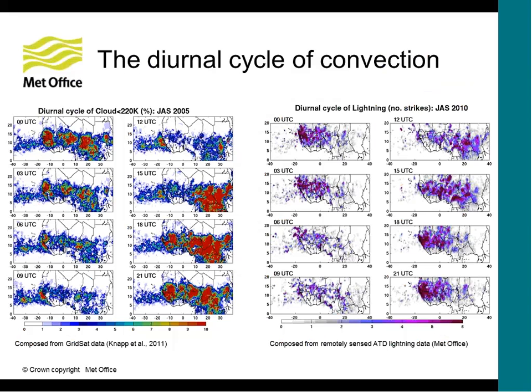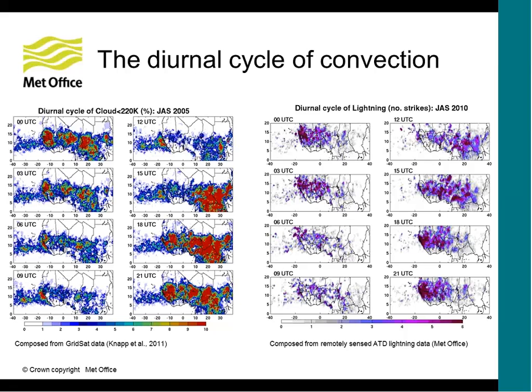So these are just two plots. On the left-hand side is a plot of the diurnal cycle of cold clouds. So this is cloud that is less than about 220 Kelvin as a percentage, and this is composed from GridSat data, which is an infrared data set made up of MSG and satellite data. And this is just for July, August, September in 2005. And on the right-hand side is the diurnal cycle of lightning strikes using the Met Office's ATDNet remotely sensed lightning data, which is again for July, August, September, well, it's 2010, so it's a different year. It's not quite matching up.